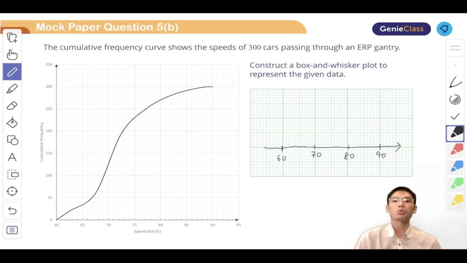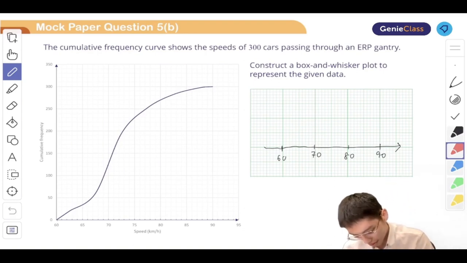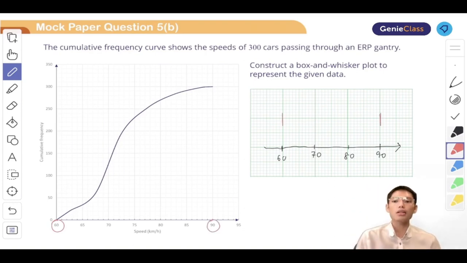Then what happens? I need to calculate a few things. Lowest value, highest value, and my quartiles. Lower quartile, upper quartile, and median. 5 values, remember. So my lowest value, realize, is 60. Highest value is 90. So we're going to represent that with a dash. In other words, there are actually 300 cars.